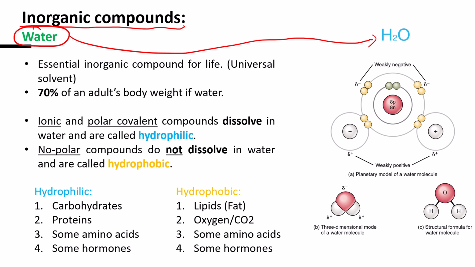Important here to just read that 70% of the adult's body weight is water, and remember that water is this chemical that is able to break down ionic bonds and also polar covalent compounds. When you have a substance that will dissolve in water, we call the substance hydrophilic. So hydro means water and philic means affinity, if you will. In simple words, the substance is water soluble or loves water.